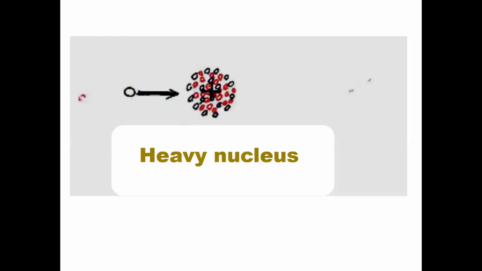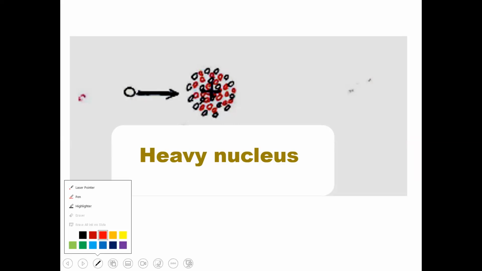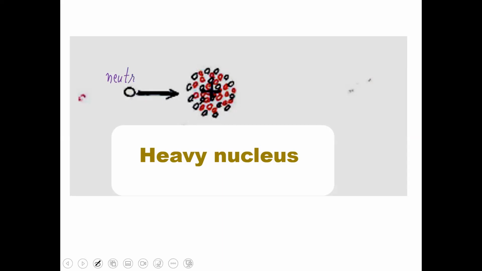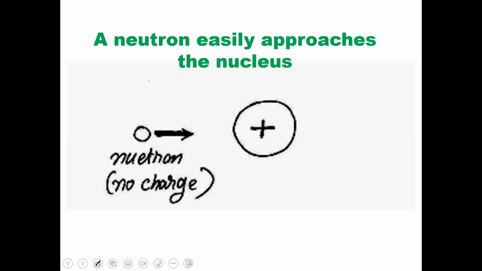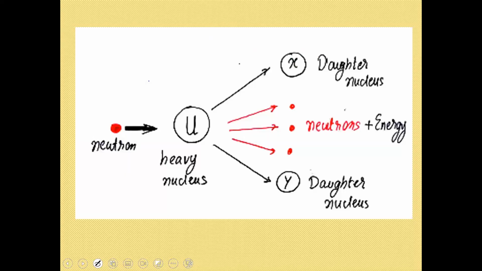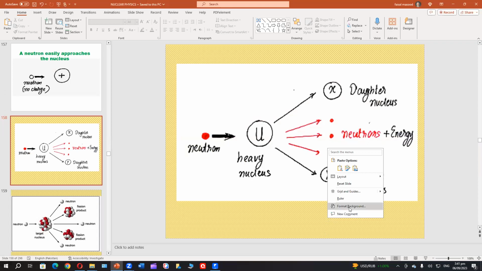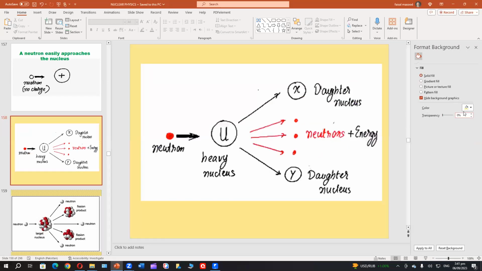This is a heavy nucleus and we are sending a neutron towards it. The neutron is captured by the nucleus. Neutron is neutral, so no one doubts the neutron, and it easily gets inside. This is what happens when the neutron gets into the nucleus. It breaks the nucleus and releases a large amount of energy. This is a schematic diagram of how this process occurs.